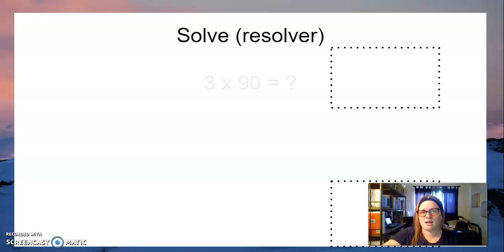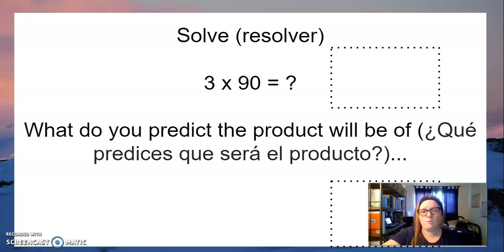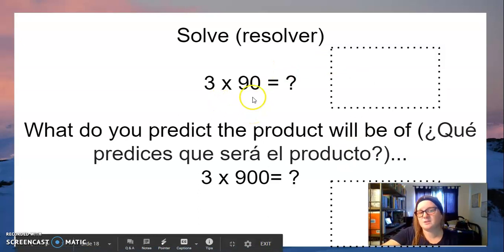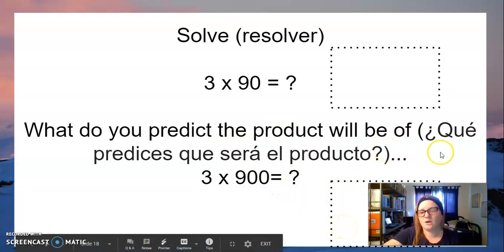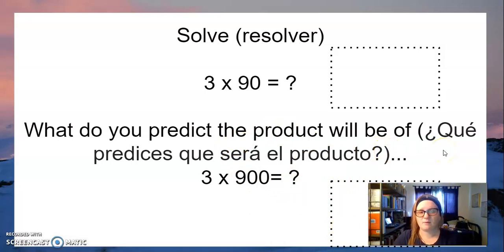So here are a couple problems for you to solve. 3 times 90. What do you predict will be the product of 3 times 100? So one way that you could solve the first one is by going, okay, 3 times 90, I could use 3 times 9 and then multiply that by 10, okay? And what do you think the product will be here? All right, so go ahead and complete this slide before moving on. In 5, 4, 3, 2, 1.